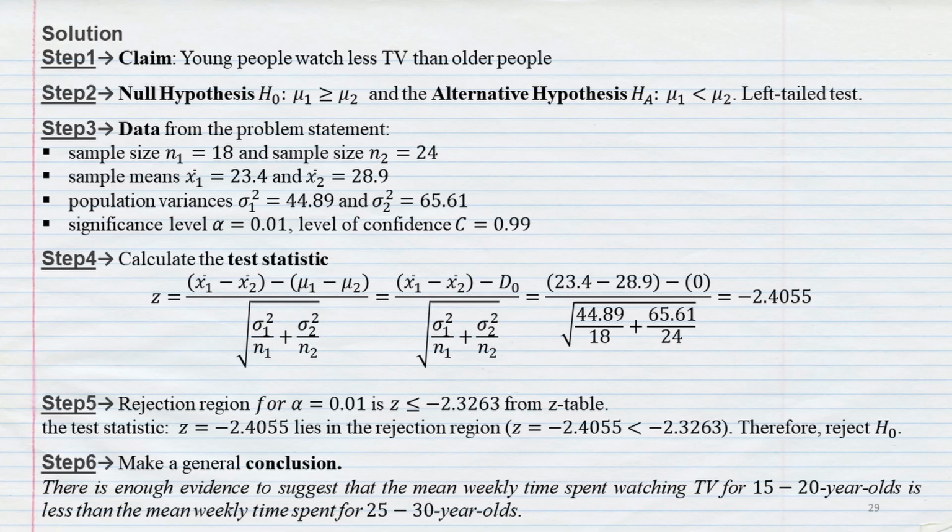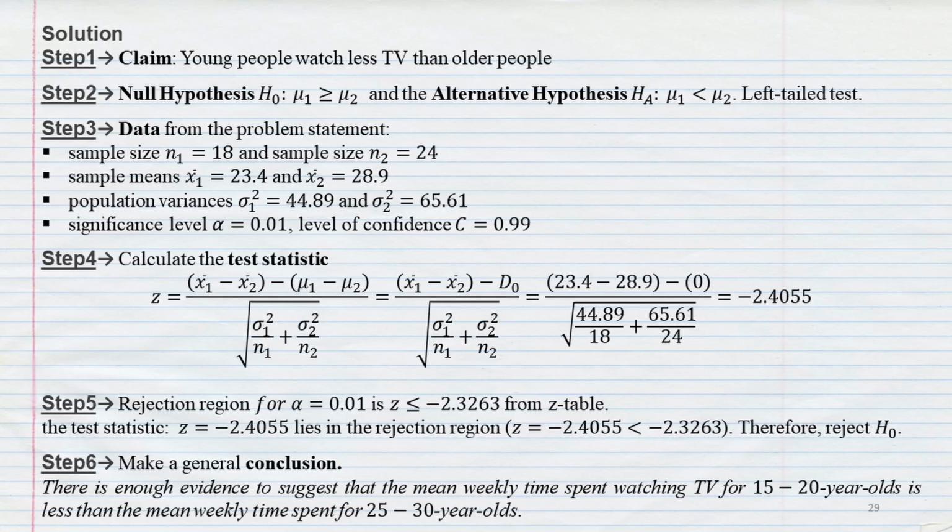Step 3, gather the needed statistics from the problem statement as shown. Step 4, calculate the test statistic with the formula shown to find that z equals negative 2.4055. Step 5, from the z-table, the rejection region is z less than or equal to negative 2.3263. Therefore, reject H0 since negative 2.4055 is less than negative 2.3263.